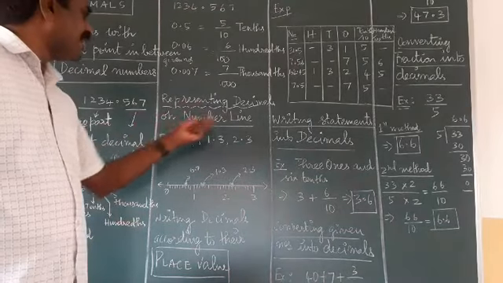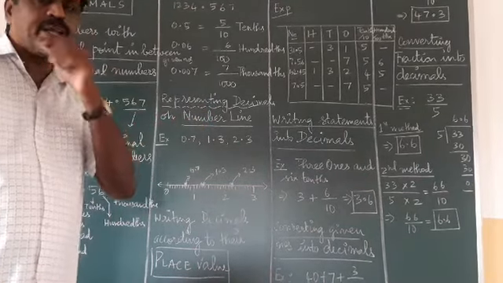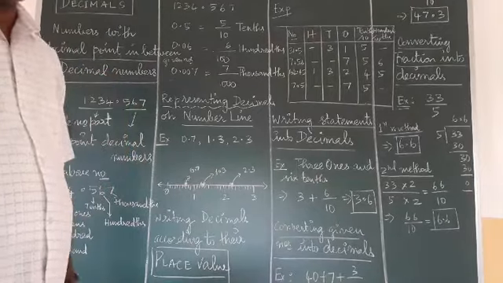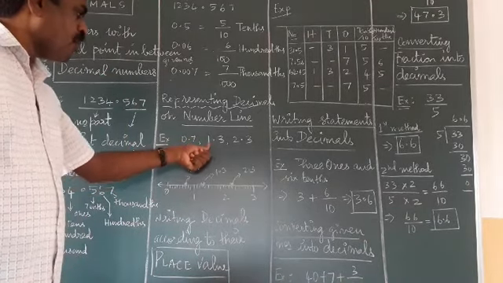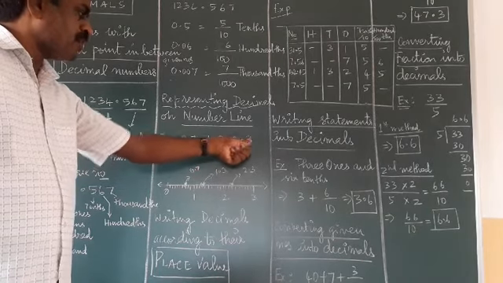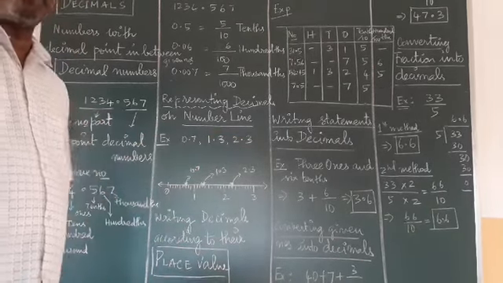Same thing, representing the decimal number on the number line. How to represent the point numbers on the number line? See the examples: 0.7, 1.3, 2.3. Three examples I have taken.